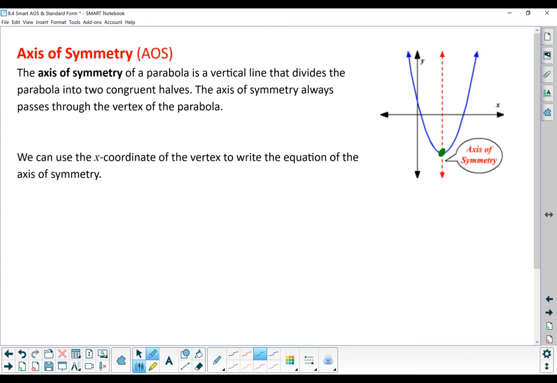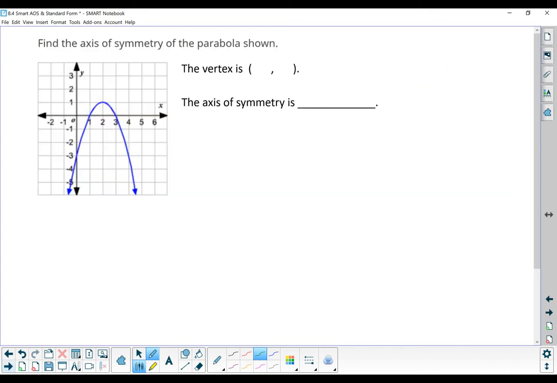We can use the x-coordinate of the vertex to write the equation of the axis of symmetry. So on this parabola right here, it's a reflected parabola. You can see the vertex right here at the point (2, 1). Well, the axis of symmetry is a vertical line with the equation x = 2. The axis of symmetry is the x-coordinate of the vertex, so x = 2. From a graph, it's easy enough to see what that axis of symmetry is.